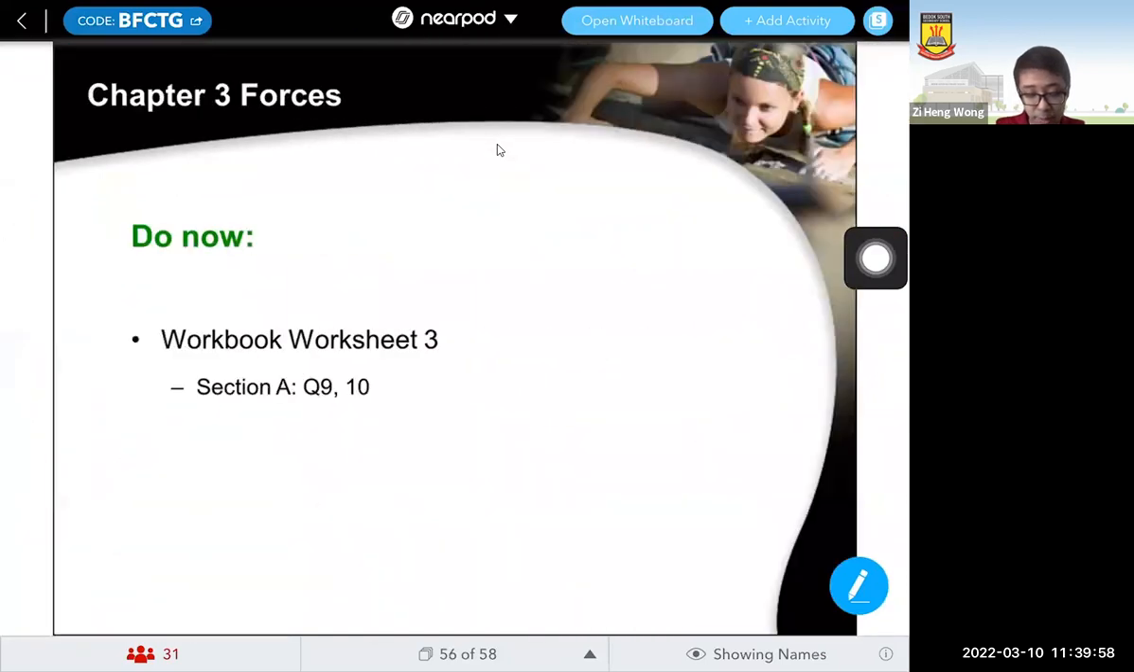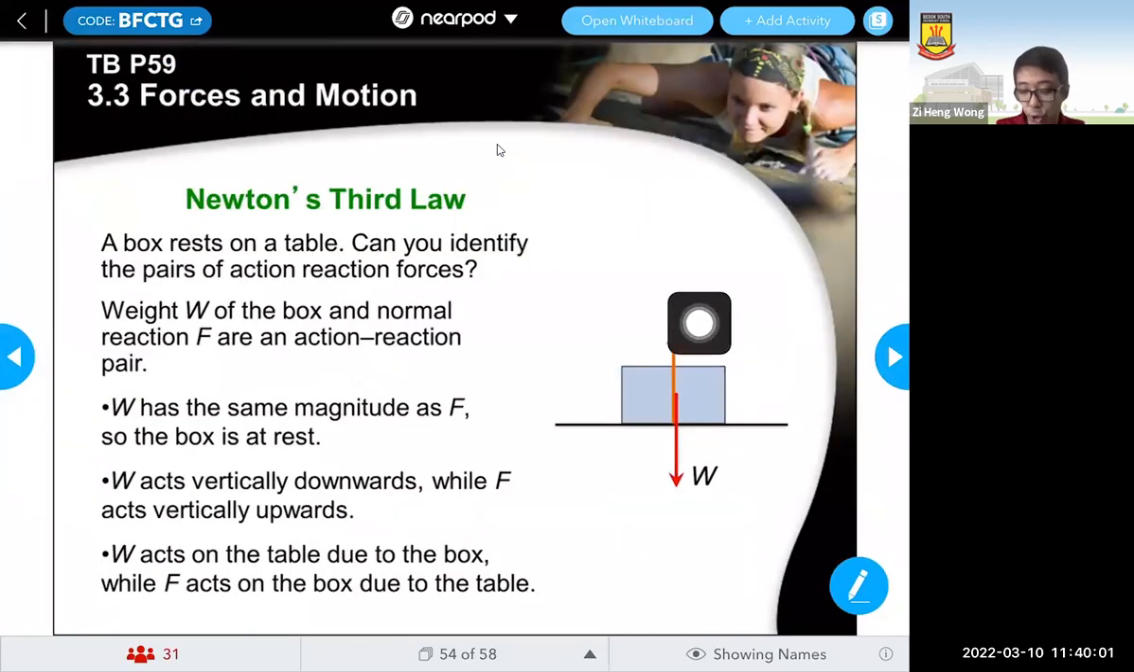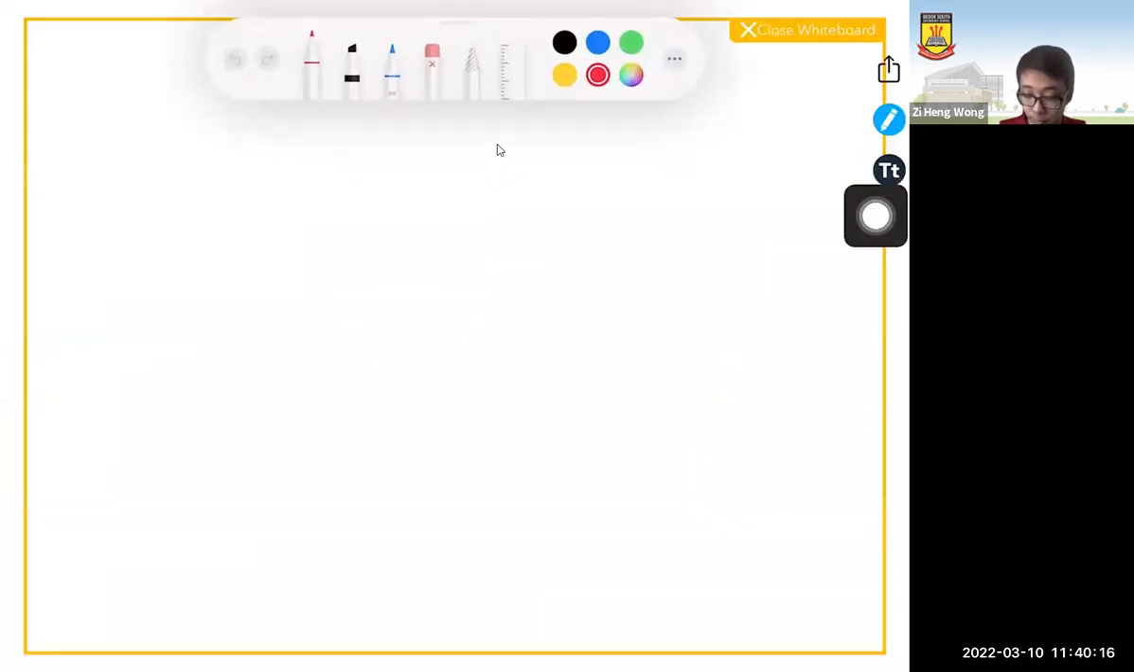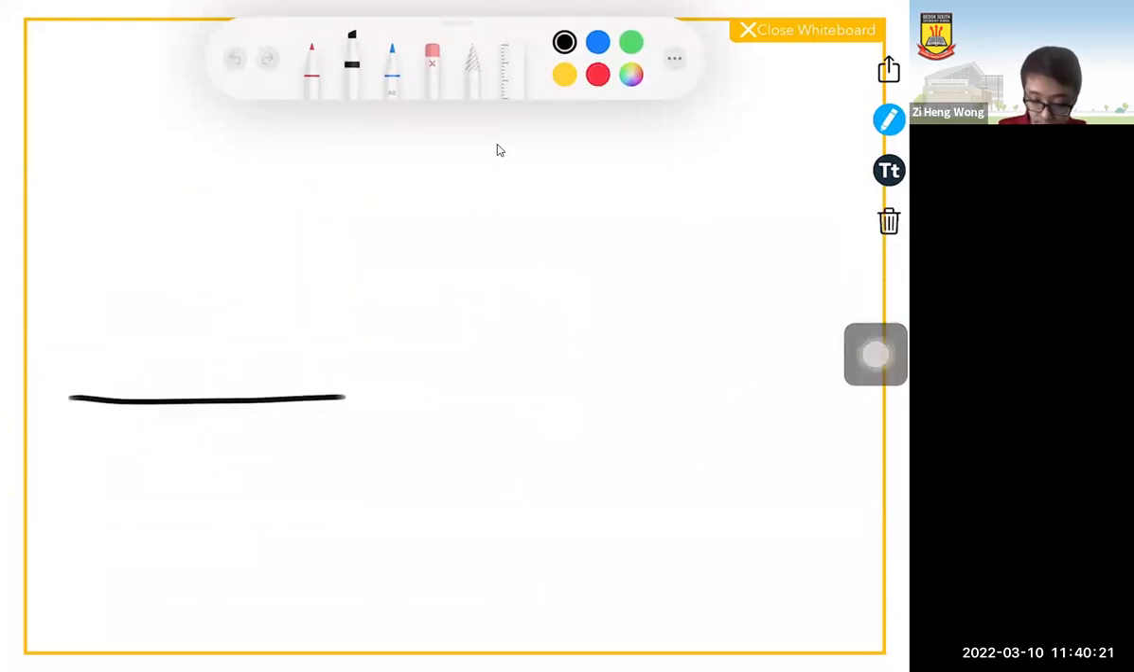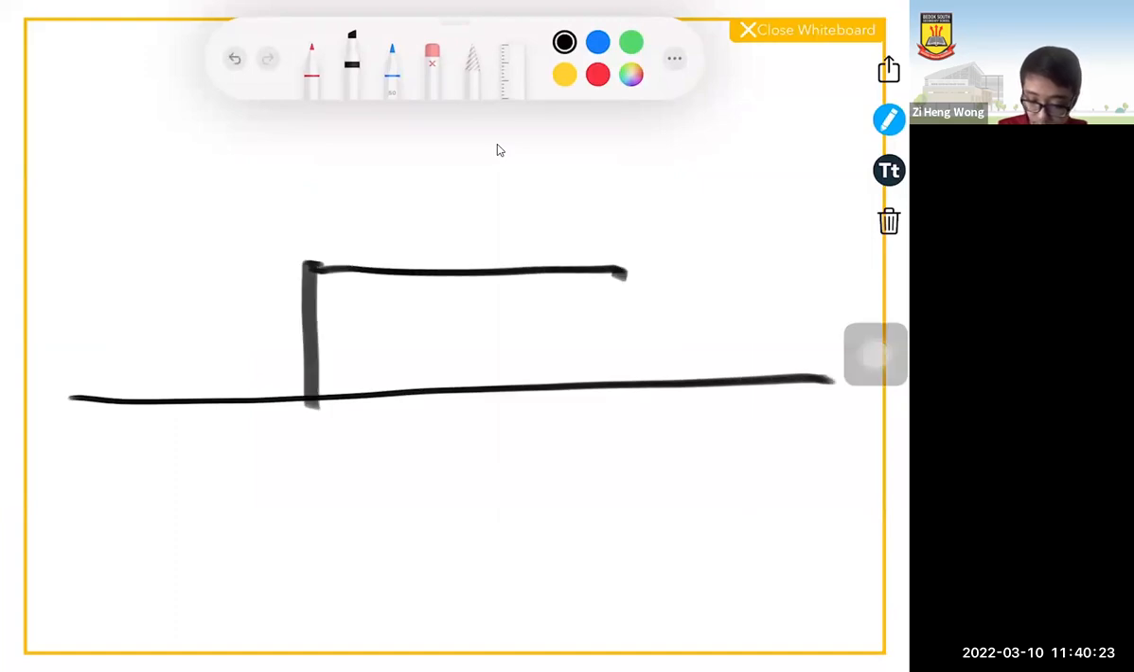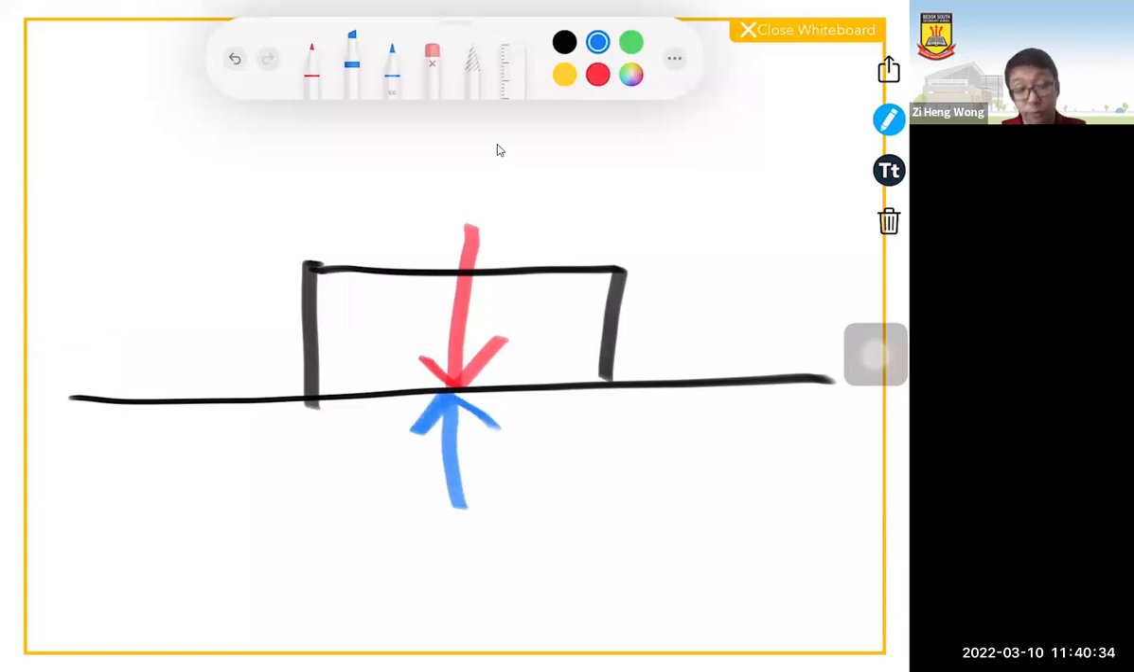Then, based on that, maybe I go back to here again. What is the action-reaction pair for a normal contact force? For the normal contact force, the action-reaction pair will be the box exerts a force on the table, and the table exerts an equal and opposite force on the box.